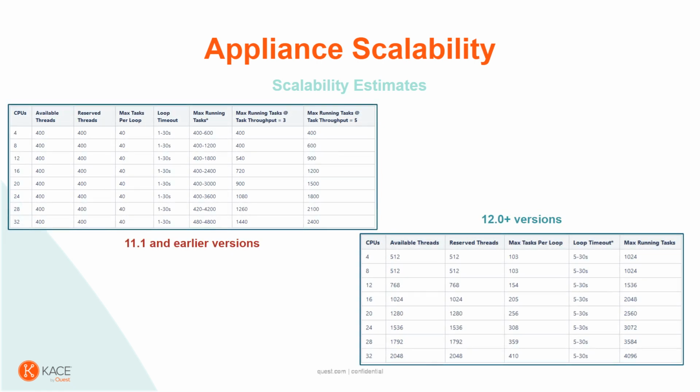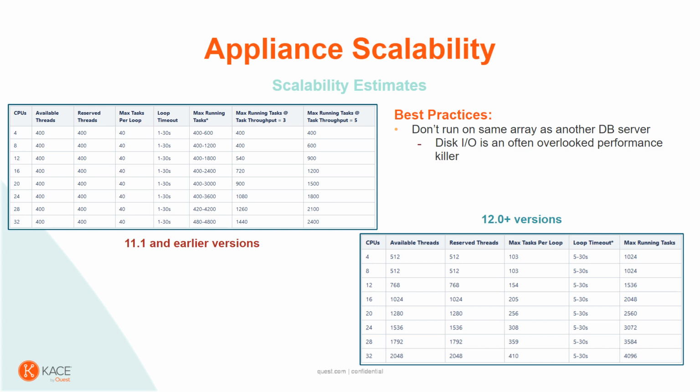As a result of the performance enhancements, there are new estimated scalability calculations for version 12 plus of the KACE SMA. Due to these calculations being version 12 plus specific, they may not be made available on the Quest support website until a later release, or they may be listed separately from the currently listed calculations. It is still recommended best practice, since the KACE SMA is a database server, that you run the VM on a different set of drives from your other database servers and mail servers whenever possible. Doing so will decrease the likelihood that disk I/O will adversely affect appliance performance.